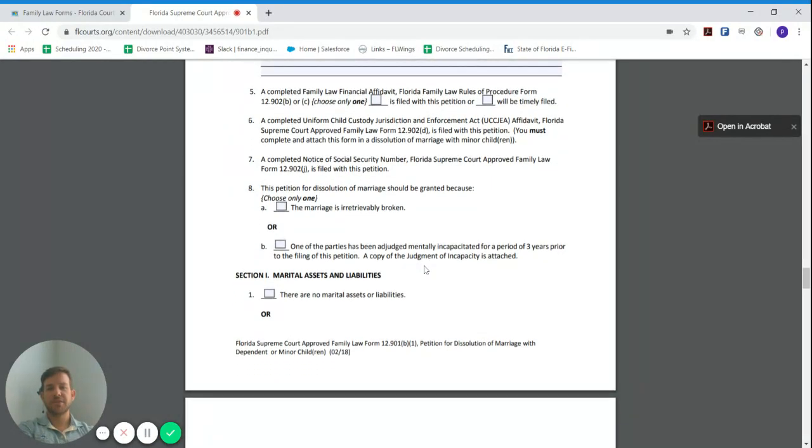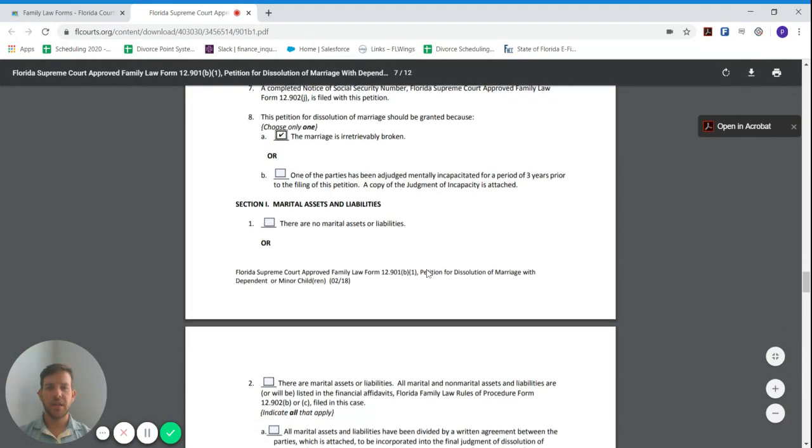Next, you're going to go through and pick your grounds for dissolution of marriage. I can tell you that I've only ever alleged the marriage is irretrievably broken. Florida is a no-fault state, so as long as one party is saying, I don't think we're going to be able to reconcile, the court's going to grant it. So in most cases, you're just going to click that option.